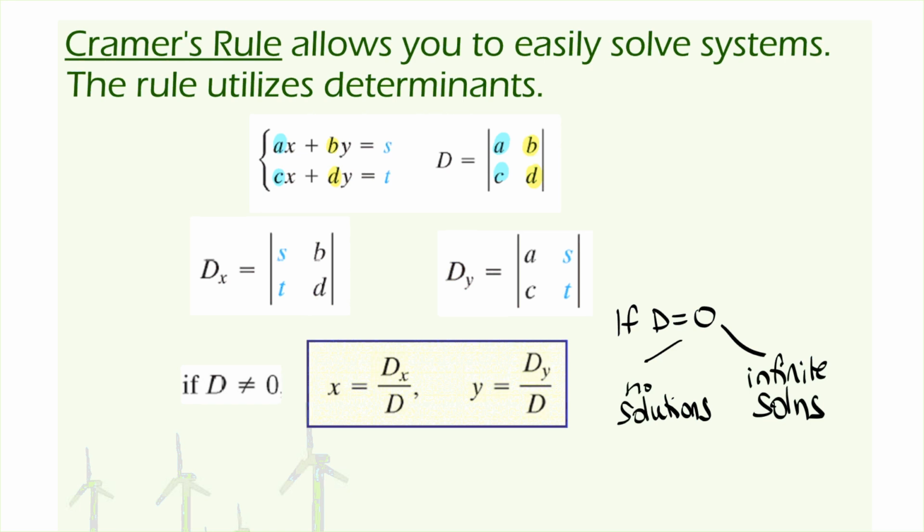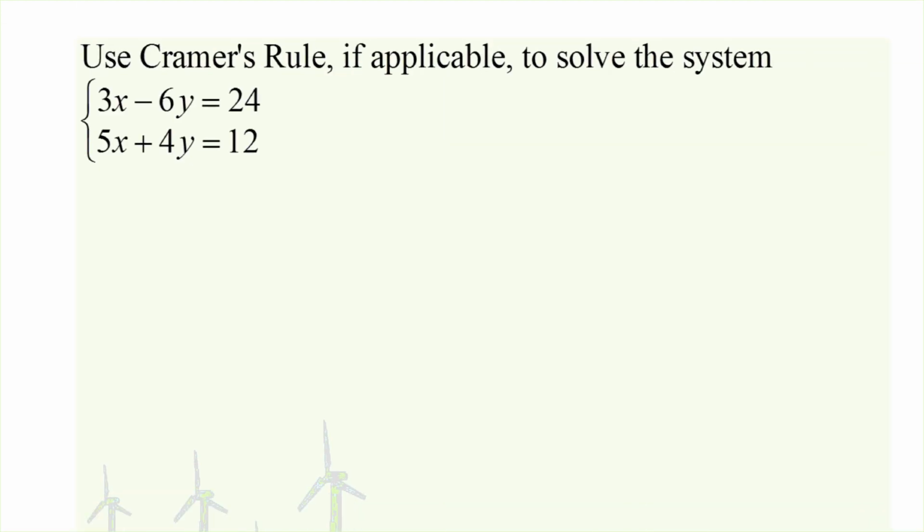This is how you find x right here. And this is how you find y. You do dx over d, dy over d for x and y. Let's give it a shot. Use Cramer's rule if applicable. What they mean by if applicable is as long as d does not equal 0, you can use Cramer's rule to solve the system. So let's calculate the coefficient matrix D.